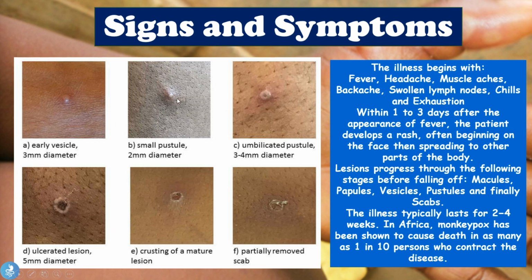And then we develop pustules, which means the fluid actually becomes filled with pus, which is the leukocytic fluid. And from the pustule, we will have several stages of the pustule, and then eventually the pustule will actually break open and ooze liquid. And finally, the rash will scab and dry over. And the illness typically lasts about 2 to 4 weeks, and in Africa, monkeypox has been shown to cause death in as many as 1 to 10 persons who contract the disease.